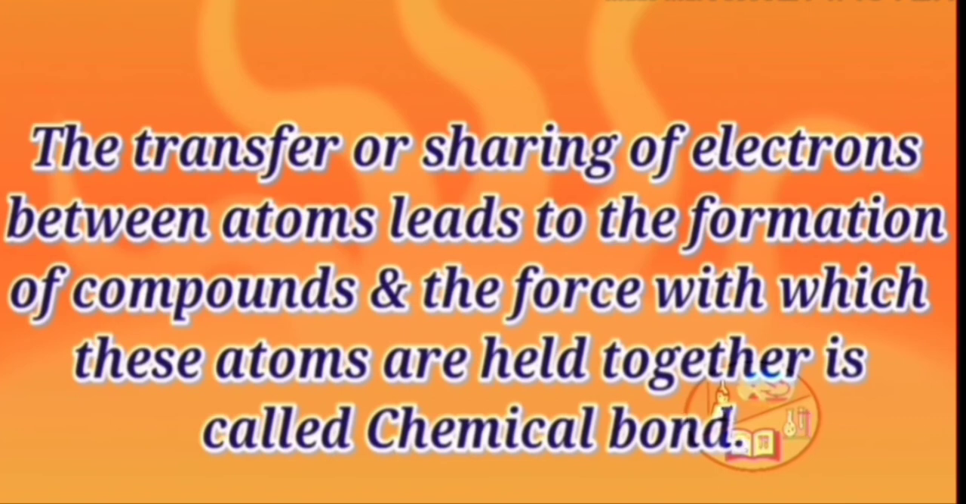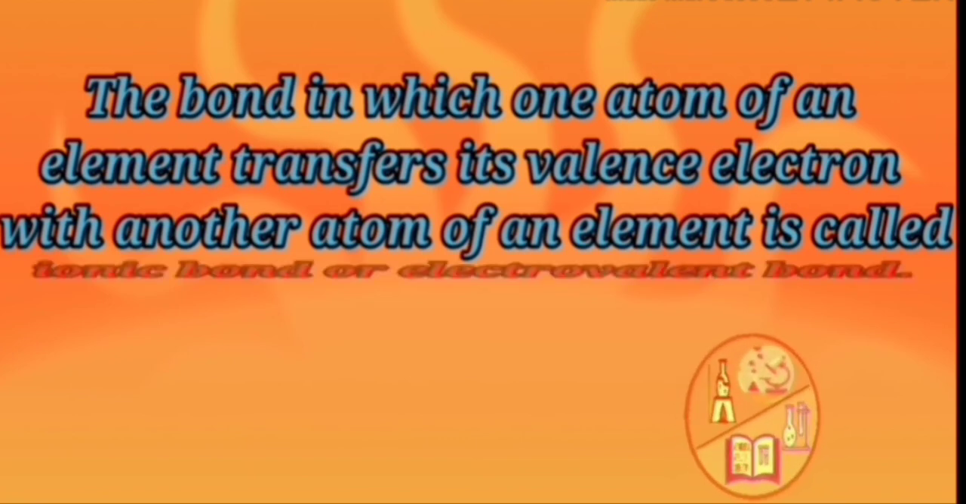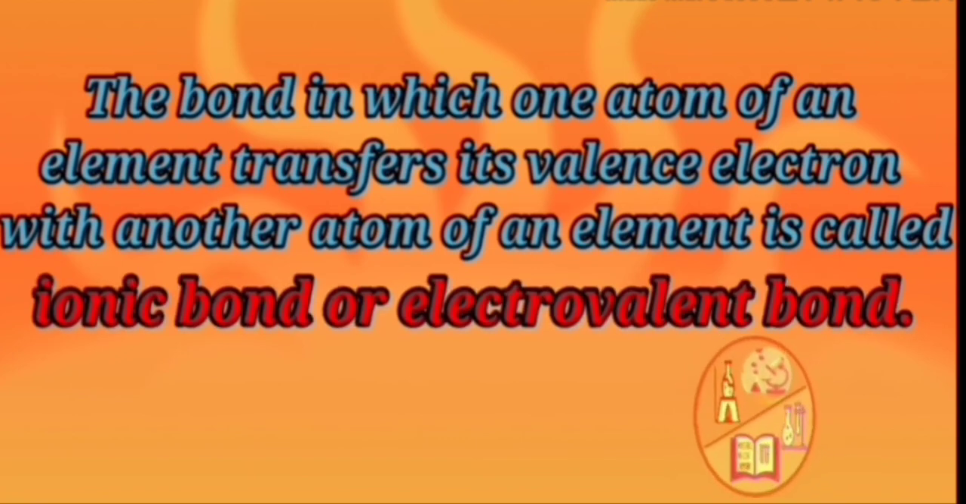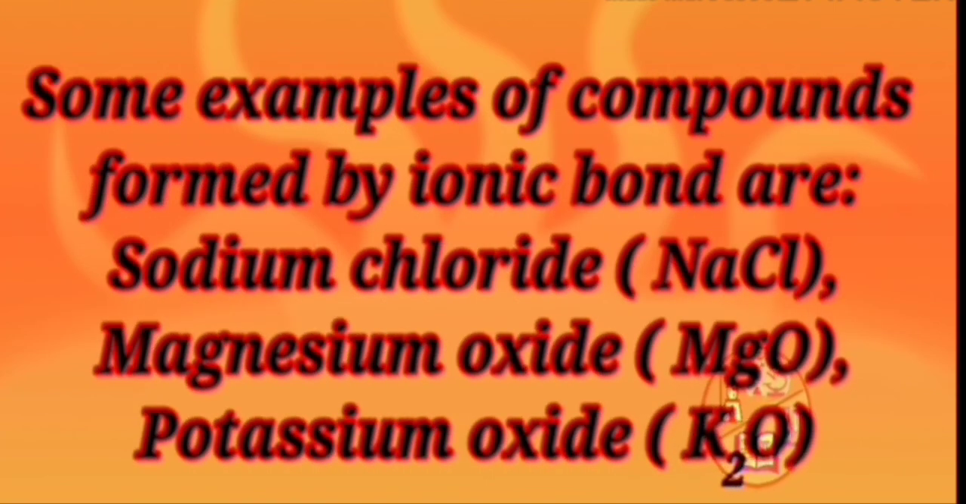The transfer or sharing of electrons between atoms leads to the formation of compounds, and the force with which these atoms are held together is called a chemical bond. The bond in which one atom of an element transfers its valence electron to another atom of an element is called an ionic or electrovalent bond. Some examples of compounds formed by ionic bonds are sodium chloride, magnesium oxide, potassium oxide.